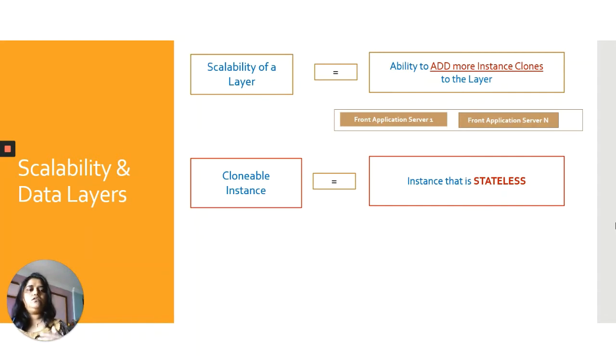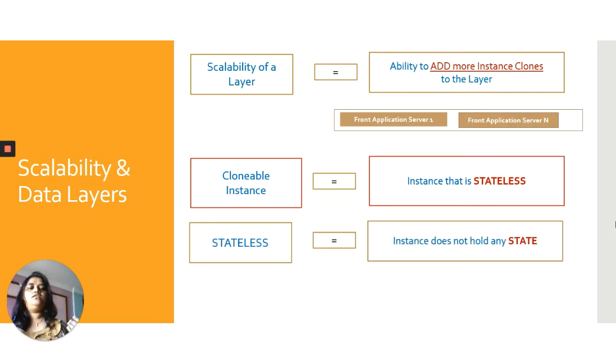For an instance to be clonable, it has to be stateless. Only when it is stateless will we be able to clone it. And that means that whenever a requirement arises, as we saw in our previous video, if we have a festival sale, then we can automatically add more instances. So for adding more instances to a layer automatically, it has to be clonable, and to be clonable, it has to be stateless.